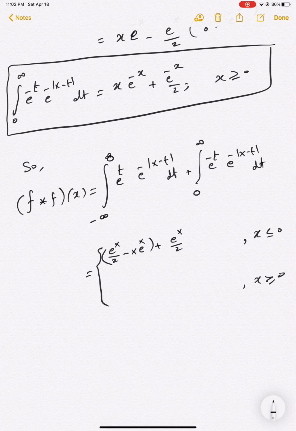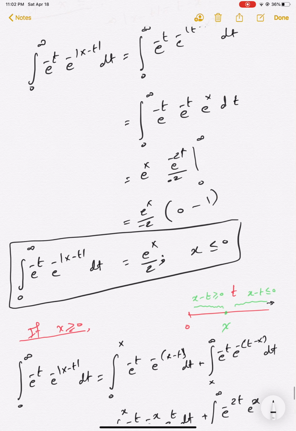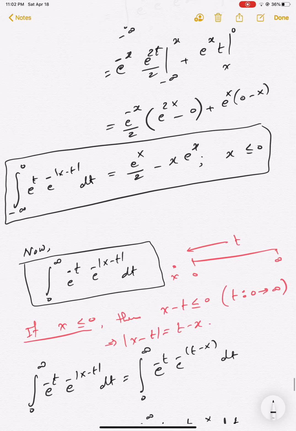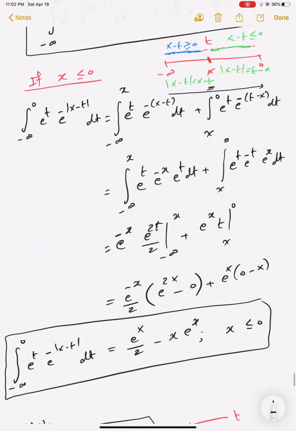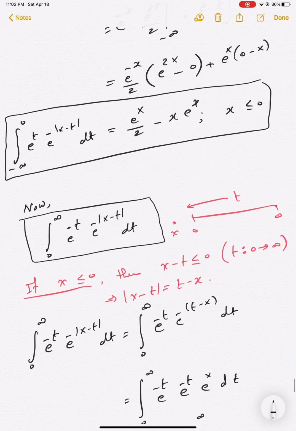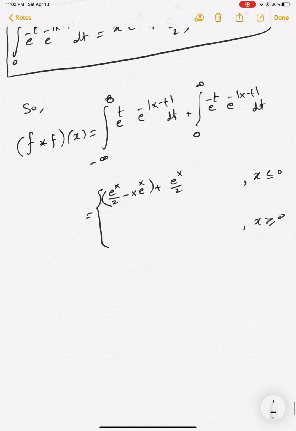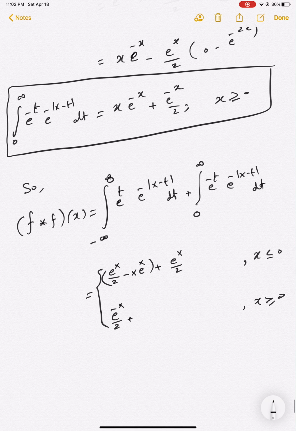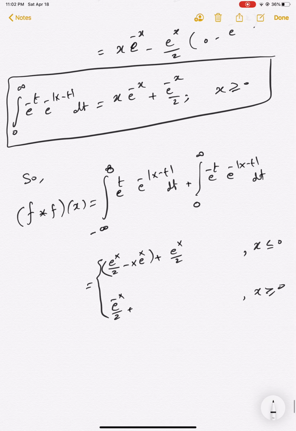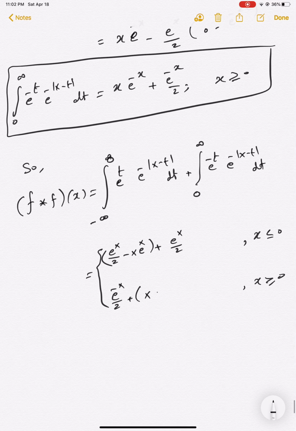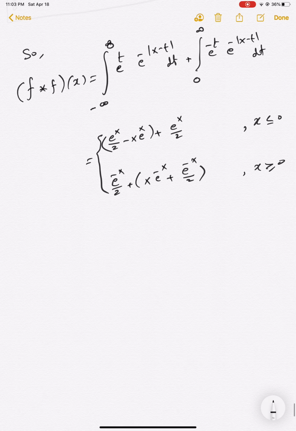On the other hand, what's the integral from negative infinity to 0 when x is positive? So we need to go back. Integral from negative infinity to 0 when x is positive, this is it. It's e to the minus x over 2. Plus, what is the integral from 0 to infinity when x is positive? This is it. It was the last integral we did. So it's x e to the minus x plus e to the minus x over 2. And we just simplify this.